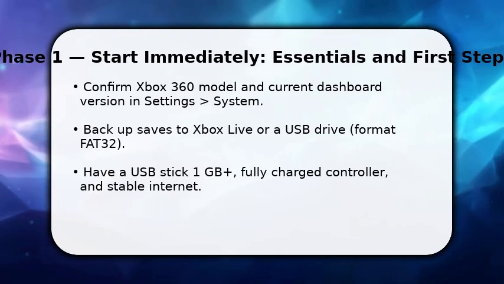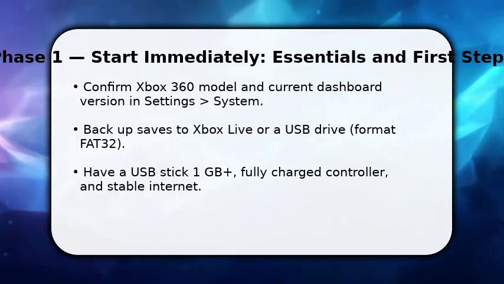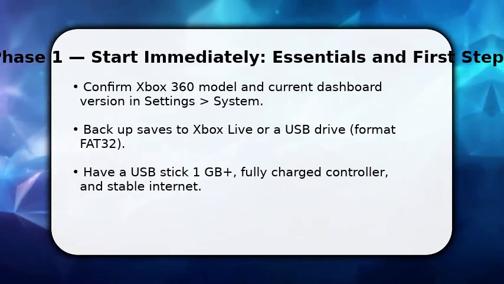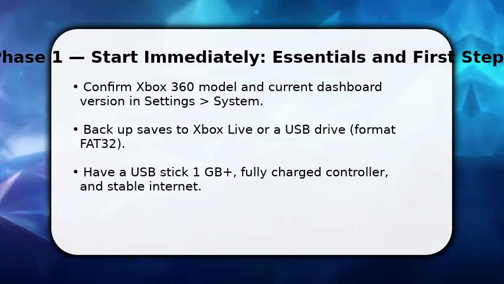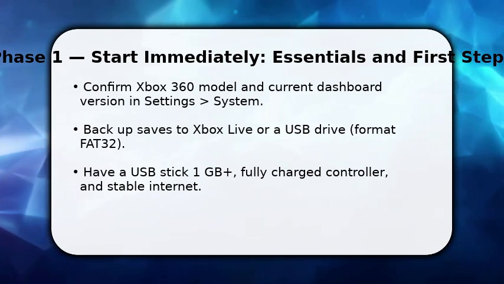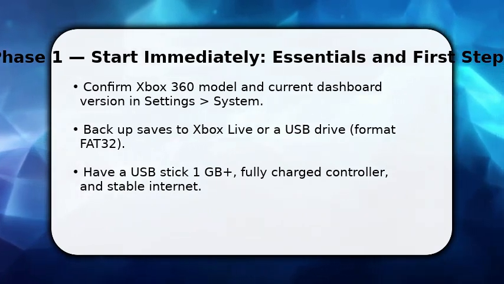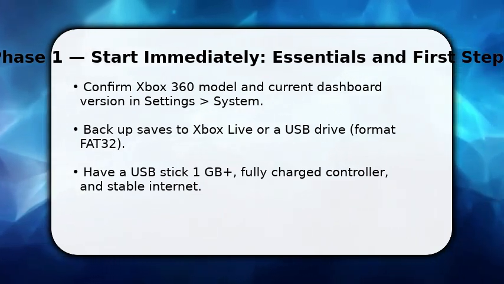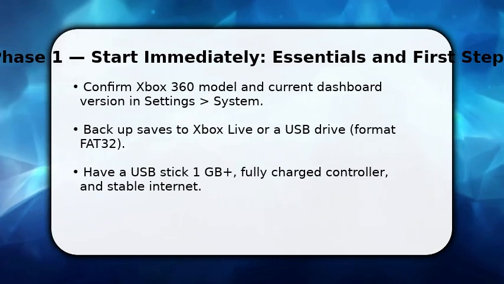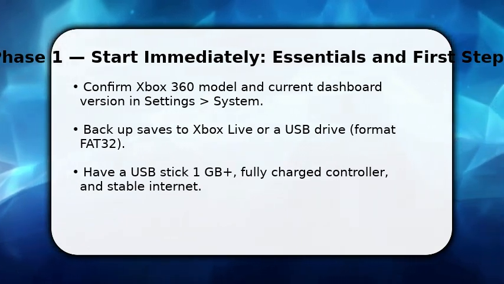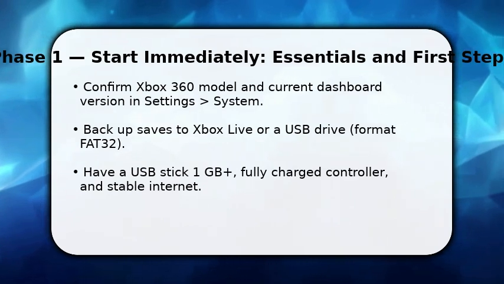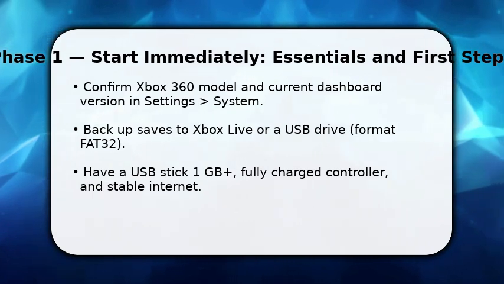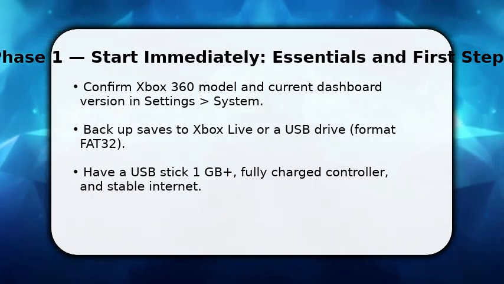You start by confirming your Xbox 360 model and current dashboard version. This determines the official update path. Back up your game saves to Xbox Live or copy them to a FAT32 USB stick, because updates can risk data. Once done, download Microsoft's official system update through the console, or, if needed, grab the update package from Microsoft onto a USB. Make sure the controller is charged and the console has a steady internet connection before proceeding.